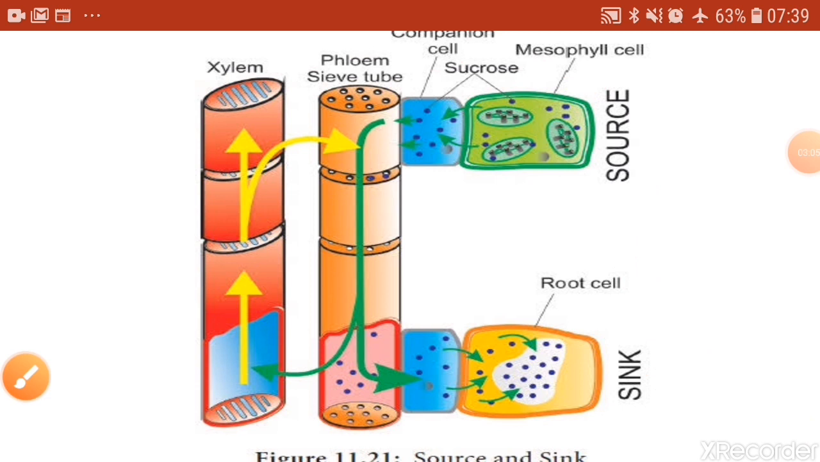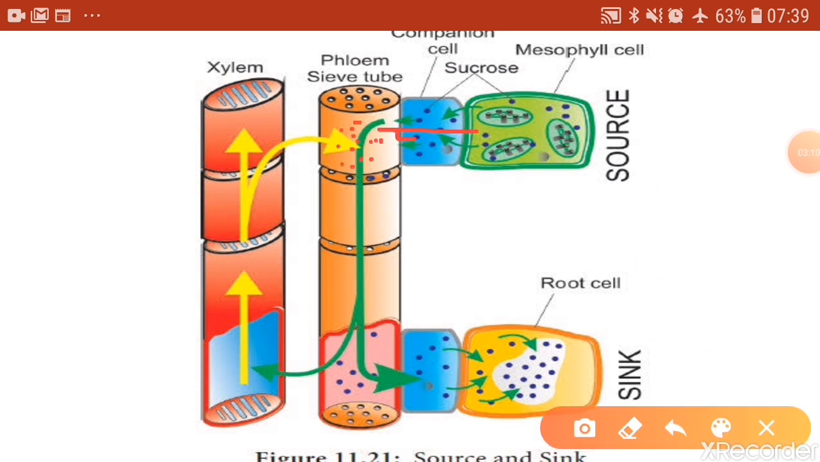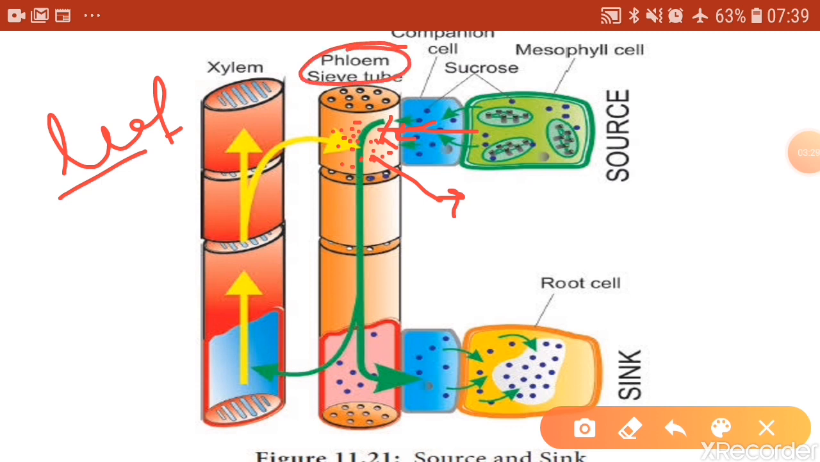Now, as sucrose is loaded, the concentration of solute, you've learned this again in class 9. You have learned about the hypertonic solutions and all, right? So, as sucrose is loaded into the sieve tubes in the leaf region, what happens is the concentration of the sap which is present in the sieve tubes increases. Okay, the solute concentration is increasing. The sap now here becomes hypertonic.